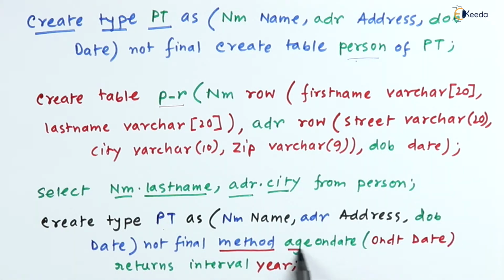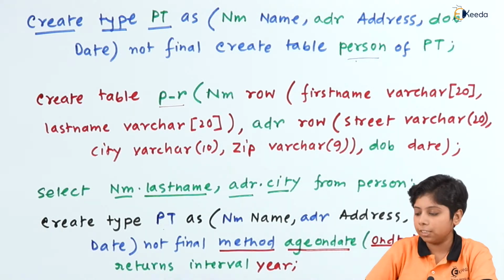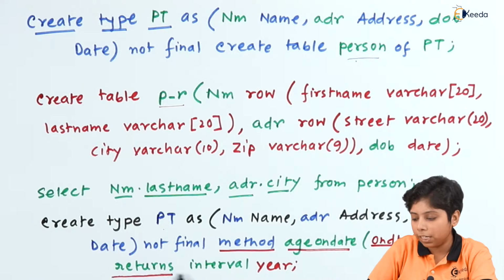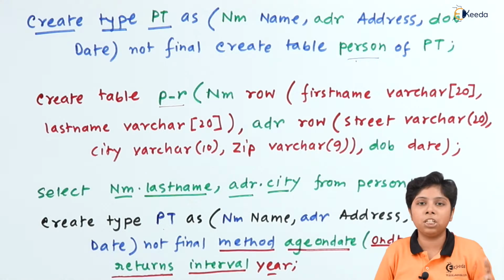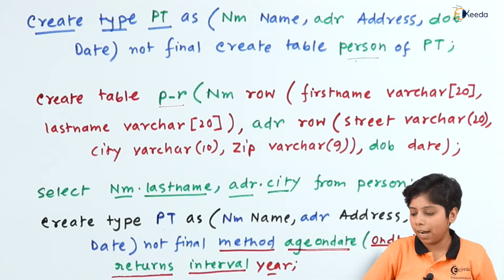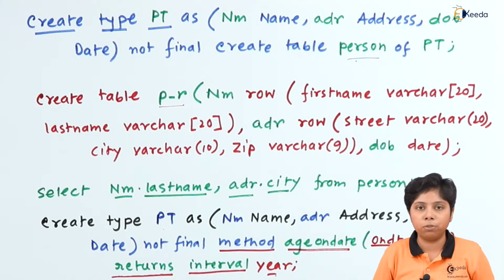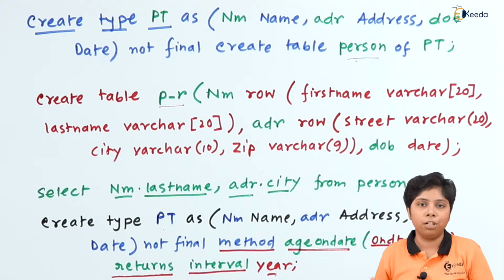The method name is age on date, and it is taking ONDT as a date variable as an input or parameter, and it returns, using the keyword returns interval, the variable name year. That means it will return the current age in years of the person whose DOB was taken. So the date will be input and returns interval year will be output. The keyword returns interval means for each person it will return the year interval.